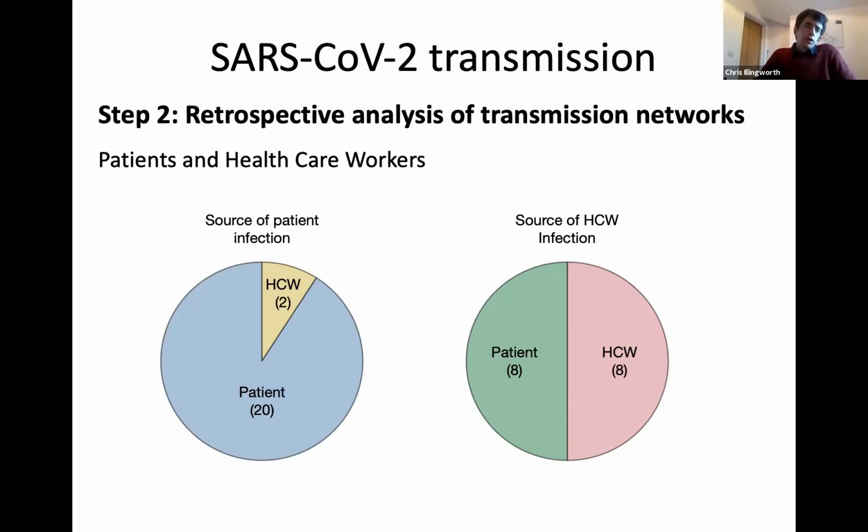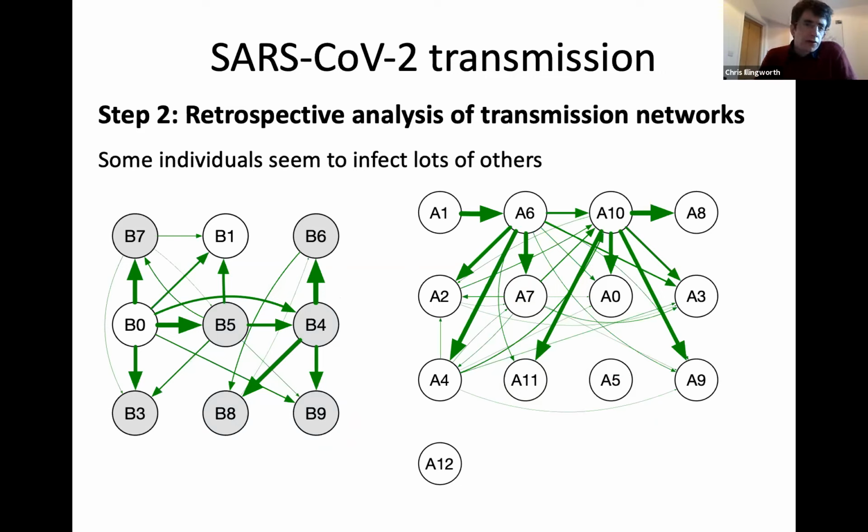And then we can start looking at these networks. One of the things we noticed when we do this is that some people seem to infect lots of other individuals. So I mentioned this B0 guy who infected at least 3 other people. In the network on the right, there's a bit of infection going on, but A6 seems to infect quite a lot of people, and then A10 seems to infect quite a lot of people too. So we did an analysis of this, being aware of the literature about super spreading and reports of that in outbreaks in general.